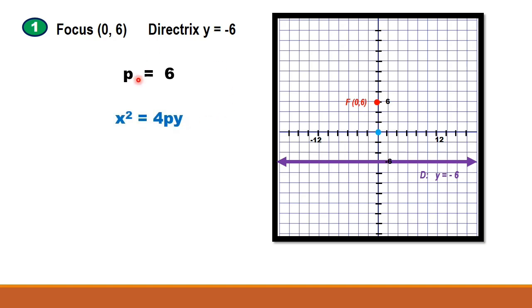Then substitute the value of p here. What is p? 6. 4 times 6 equals 24. So our equation is x squared equals 24y. Then latus rectum is equal to 4p. What is 4p? 24.